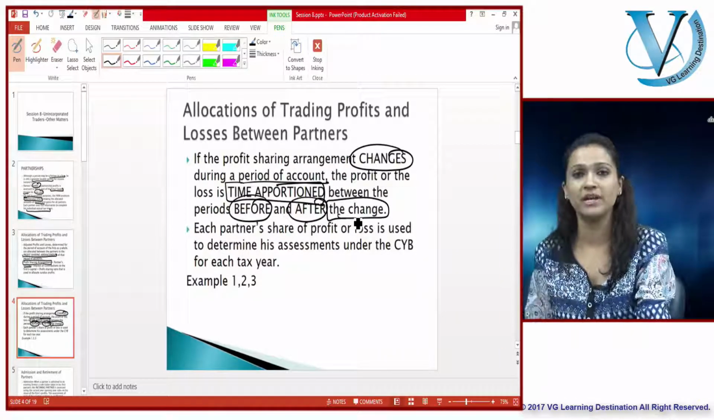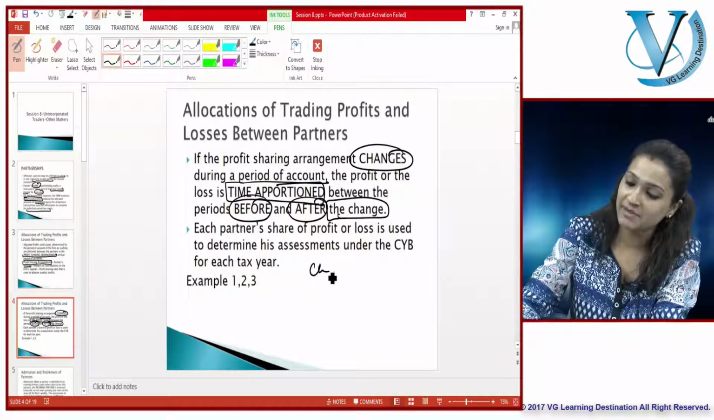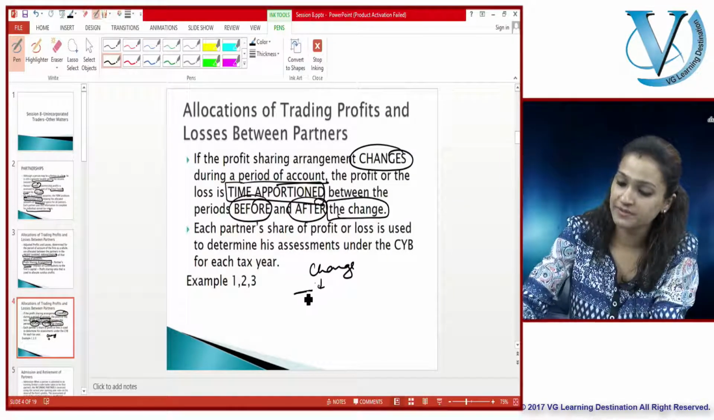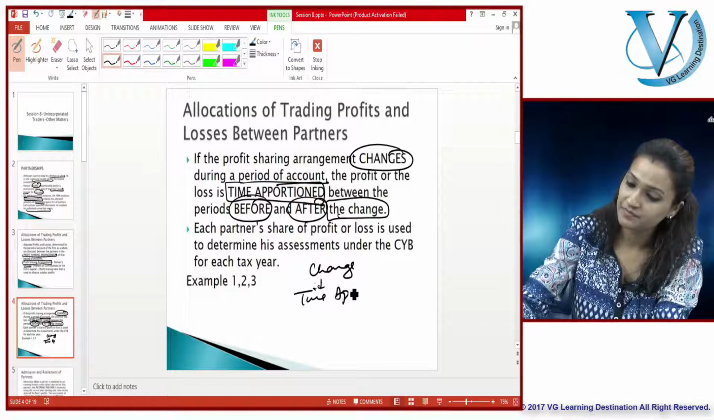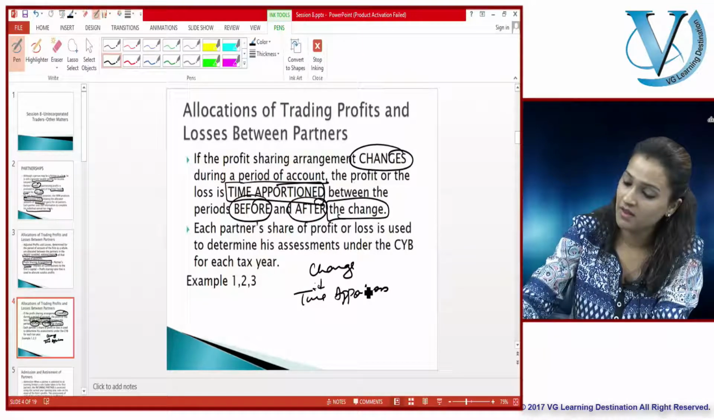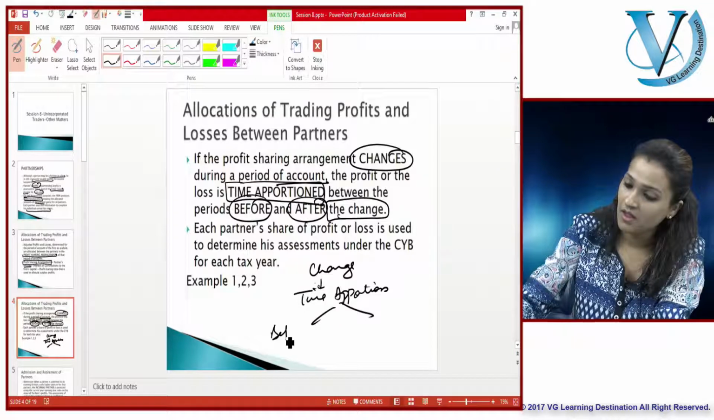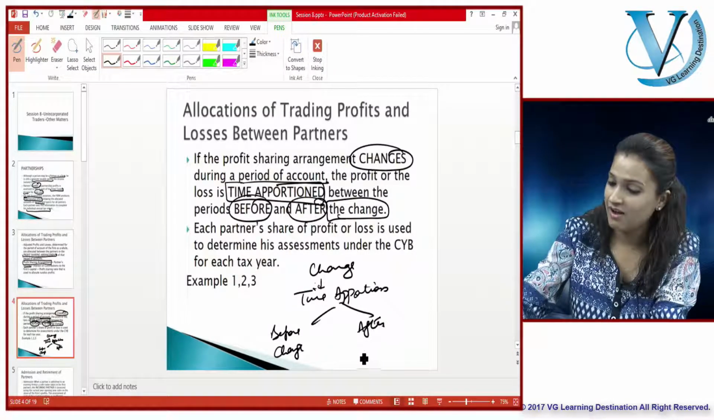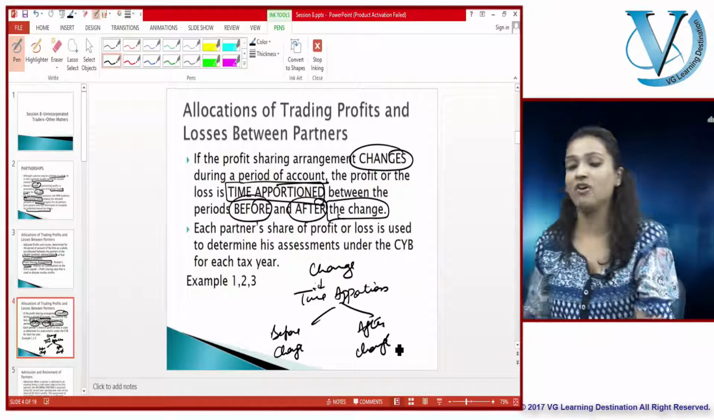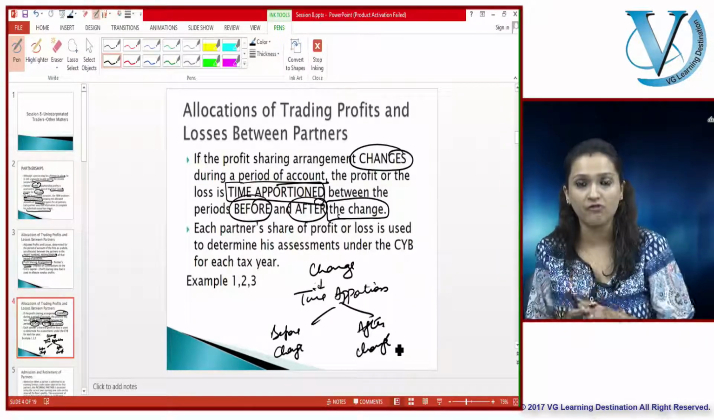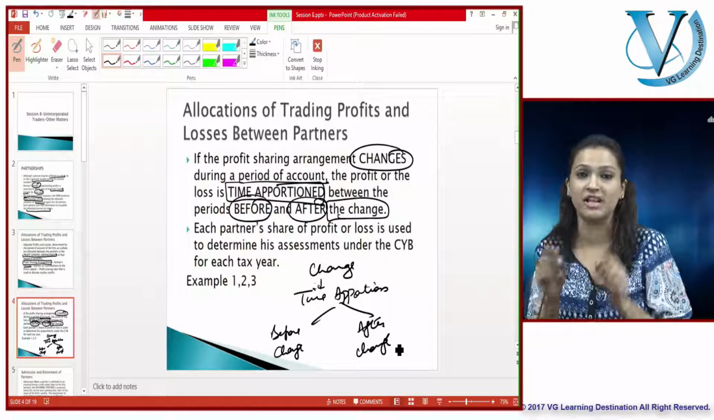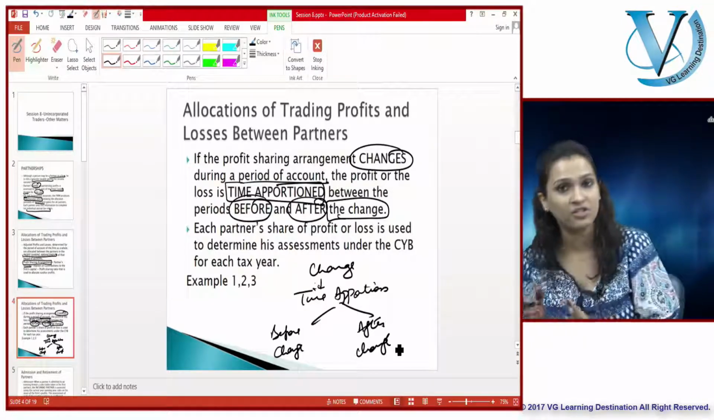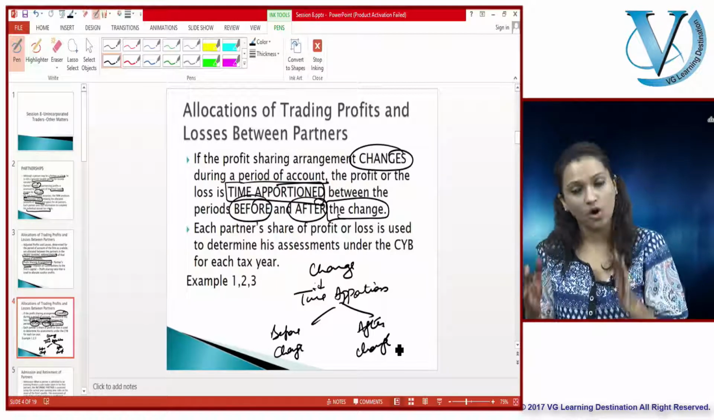So basically, supposing there has been a change, you need to time apportion before the change and after the change. Whatever the profit sharing ratio was before, you need to allocate the profits accordingly, and after the change, you need to allocate them accordingly.